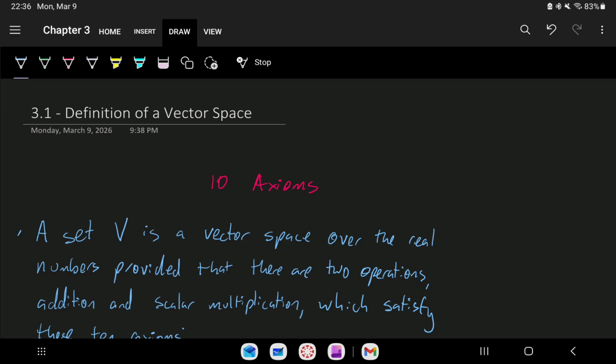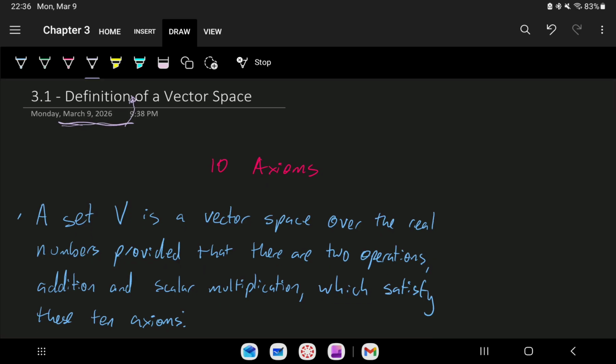Today we'll be starting chapter 3, section 1, which dives into the definition of a vector space. And as you see, this is just a definition, right? So this is going to be kind of a shorter video as we just lay out the landscape a little bit. But it is going to be important as we continue this course. So without further ado, we're just going to get into the definition.